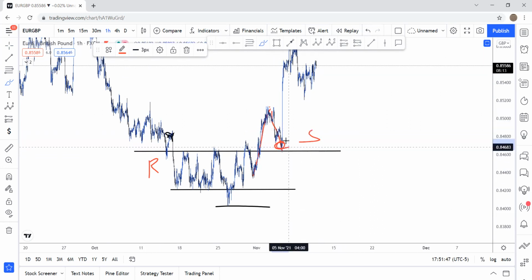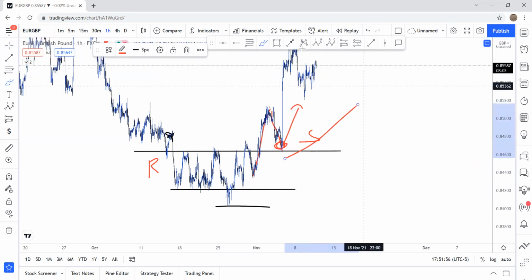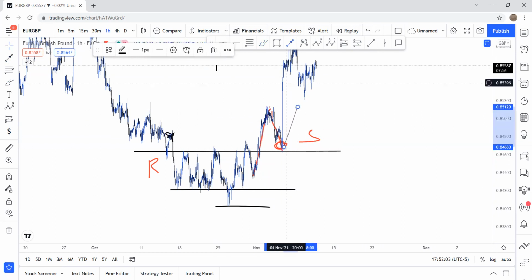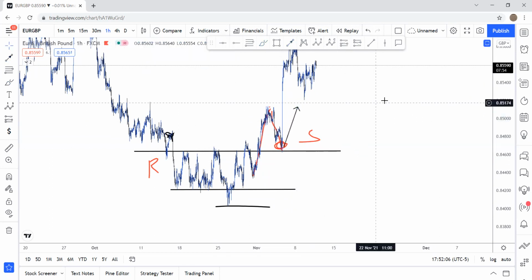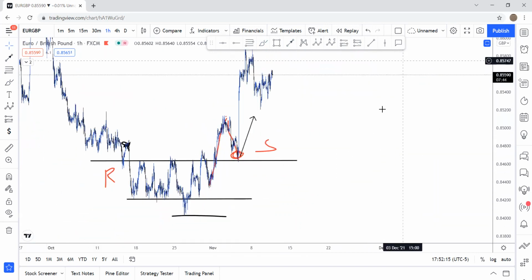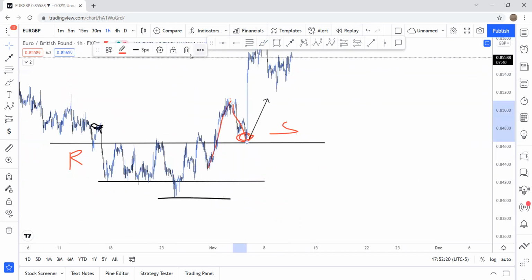And at this point, based on our analysis, we can then trade the idea that price is going to continue to go up. Sorry about that. We can then make the decision that price is going to continue to go up from that point. Once again, as traders, we are able to use support and resistance to determine if price will continue to increase or decrease. So once again, price had broken through our ceiling. Let's just delete this.